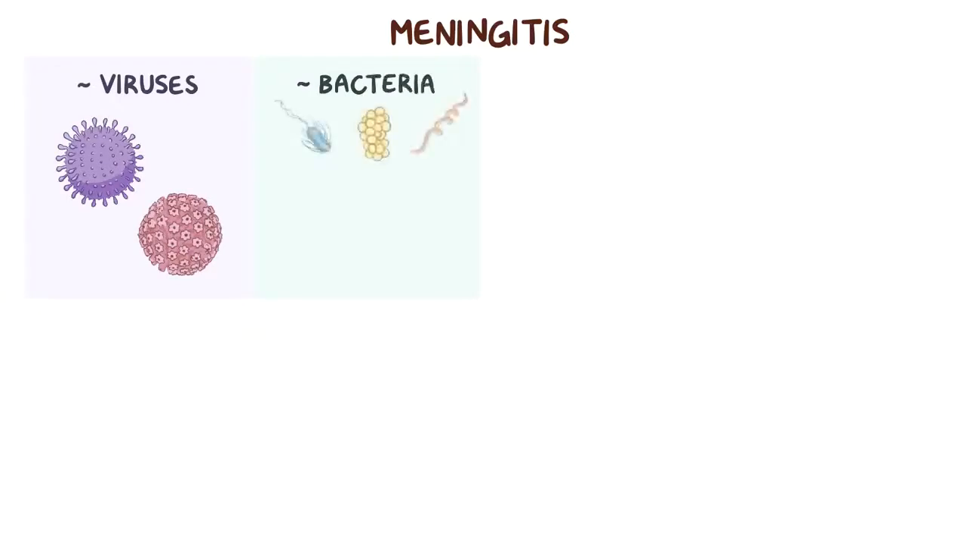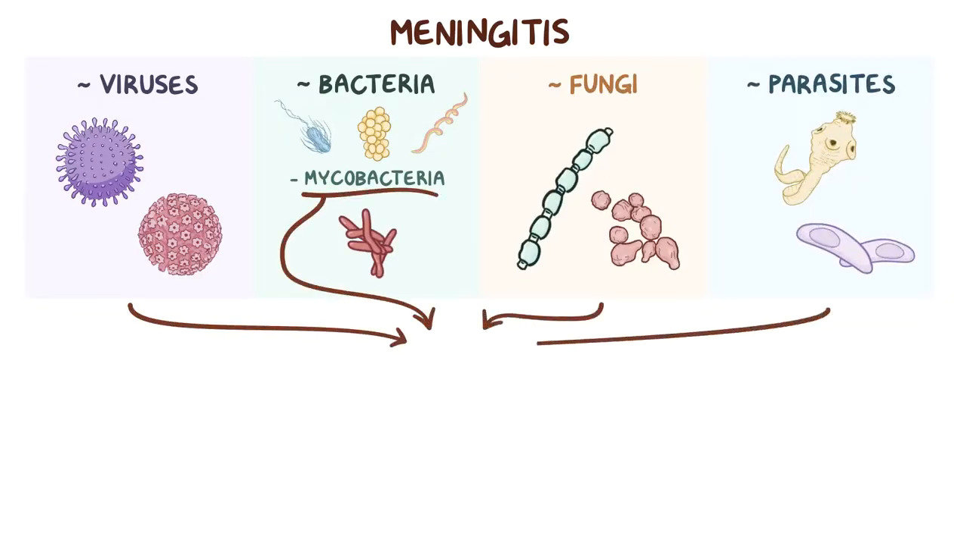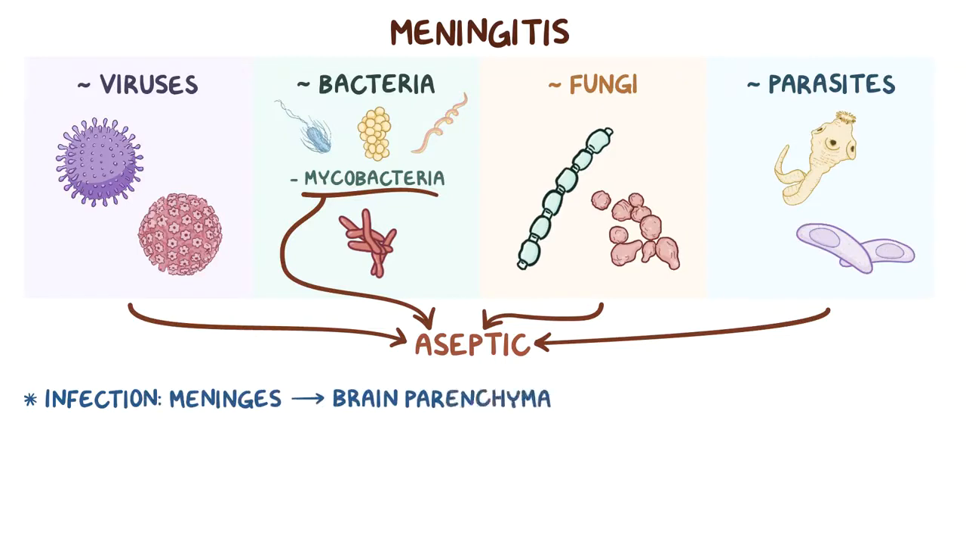Meningitis can be caused by viruses, bacteria, including mycobacteria like TB, fungi, and parasites. When it's caused by viruses, tuberculosis, fungi, or parasites, it's called aseptic meningitis, because routine bacterial cultures are negative. Sometimes the infection may spill over from the meninges into the brain parenchyma, and that's called meningoencephalitis.